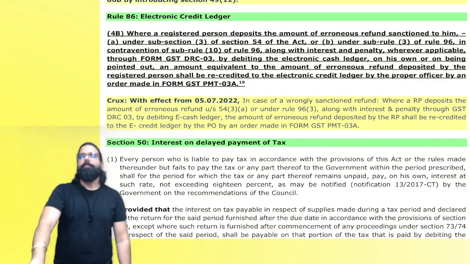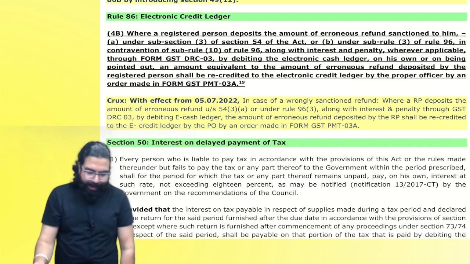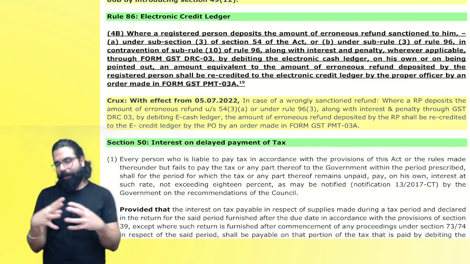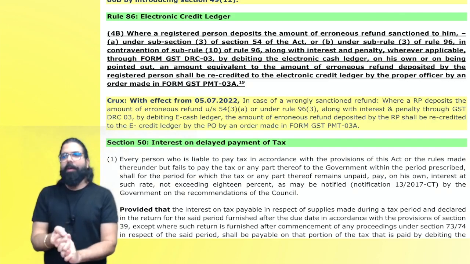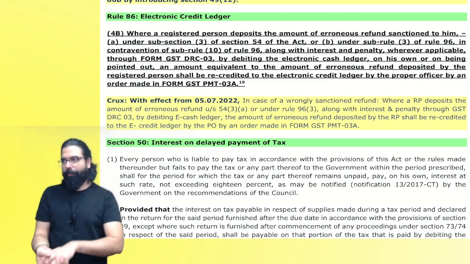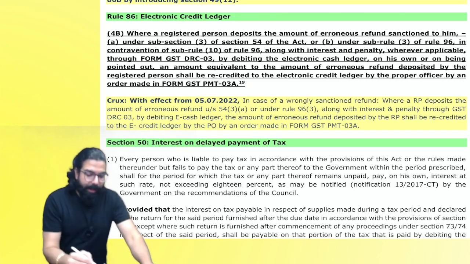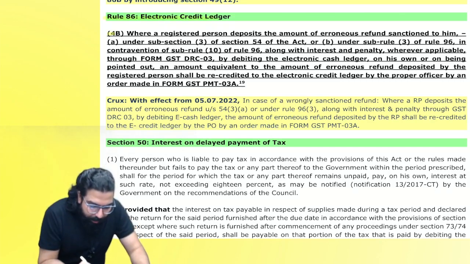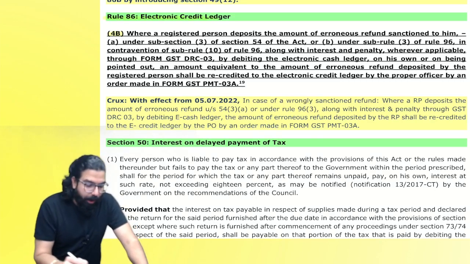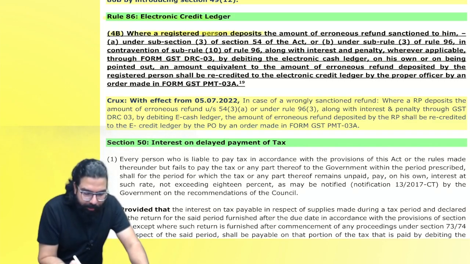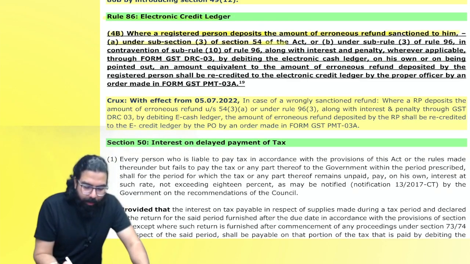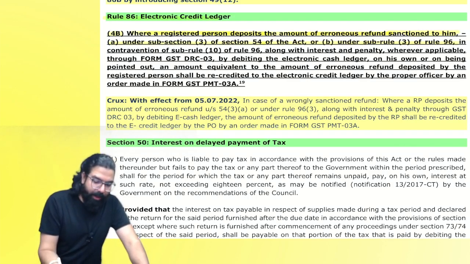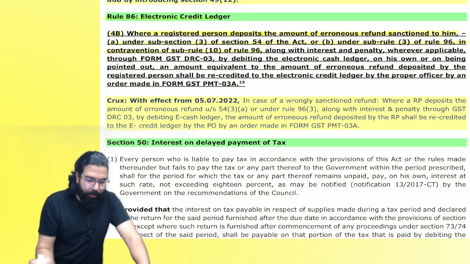Now, next one. This amendment, at intermediate level, I don't find very relevant. But still, I will tell you, everyone, because it's there. Okay, everyone? You want to listen? Once I will tell you. See, e-credit ledger, the amendment in 4B: where a registered person deposits the amount of erroneous refund sanctioned to him under 54.3 or under 96.3 in contravention of Rule 96.